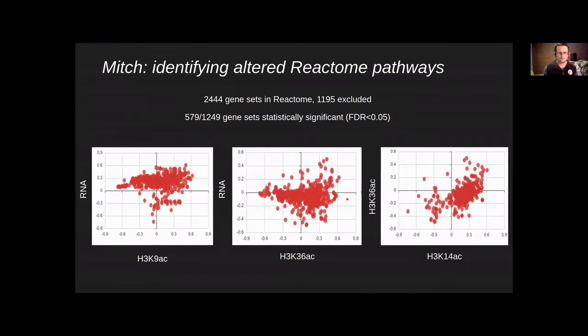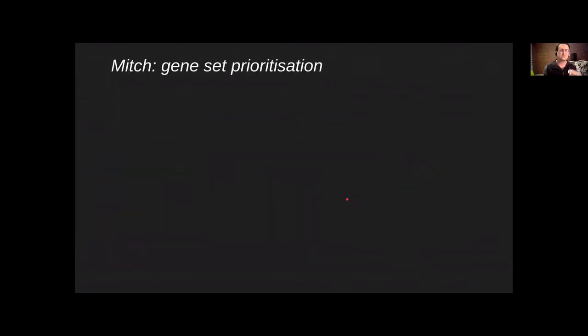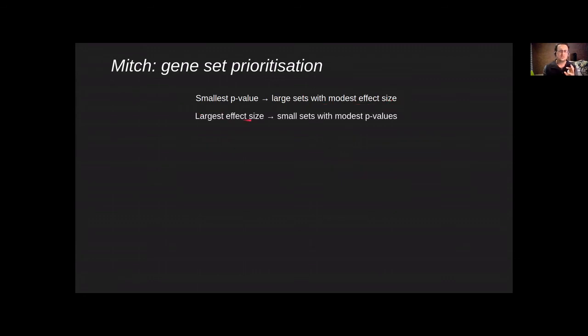Now, I'll skip forward to the next part, which is how do we go about prioritizing all of these findings? We've got over 500 gene sets that are statistically significant. So how do we interpret all of that huge amount of data? We could start with looking at the gene sets with the smallest p-value. This kind of makes sense, but what we end up with is a set of large sets with small effect sizes, which doesn't make them very interesting. On the other hand, I'd like to suggest that we first look at the gene sets with the largest effect size. Even though they're relatively small gene sets, maybe they represent a more specific biology.